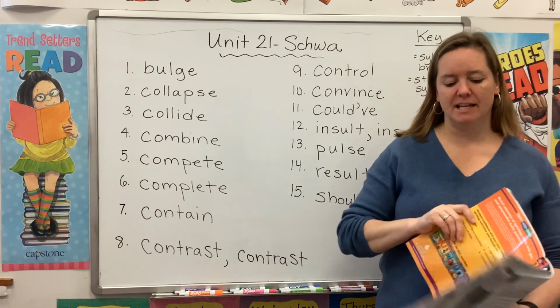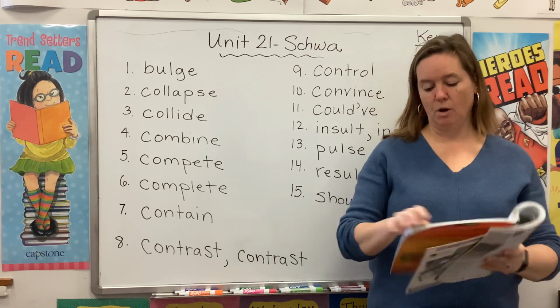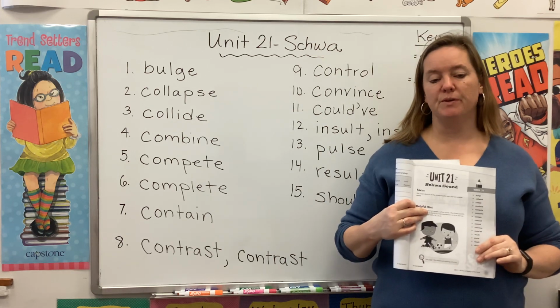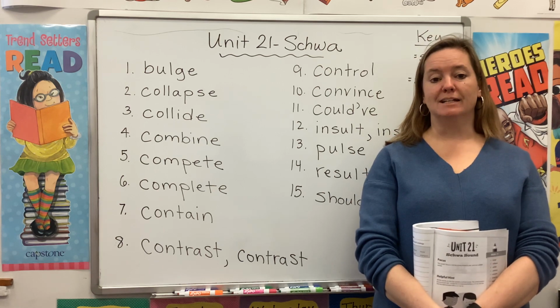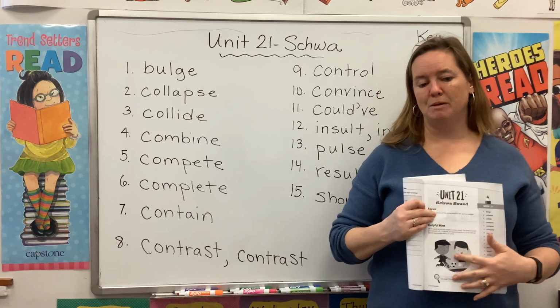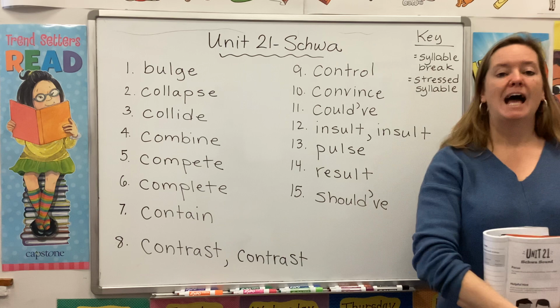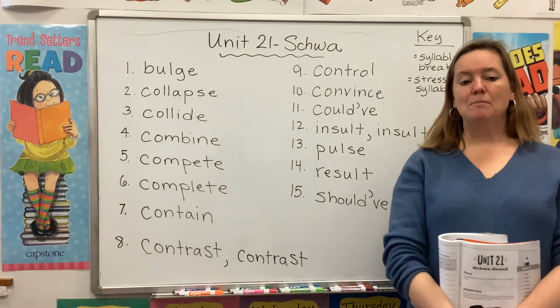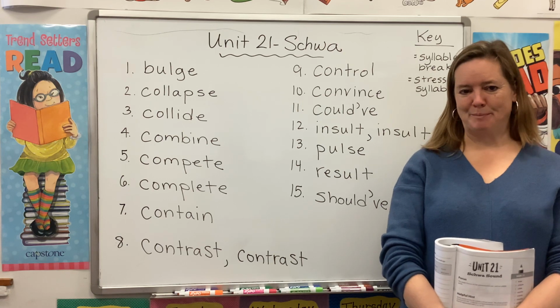I'm here to get you started on Unit 21, the schwa sound. Please take a second to gather your materials. You will need your orange book, open to page 131. You will also need some colorful pens, markers, or crayons. Remember, whatever I mark on my board, you should be marking on your page. Please save room for a key as well. If at any point I'm moving too fast, please pause the video and catch up.